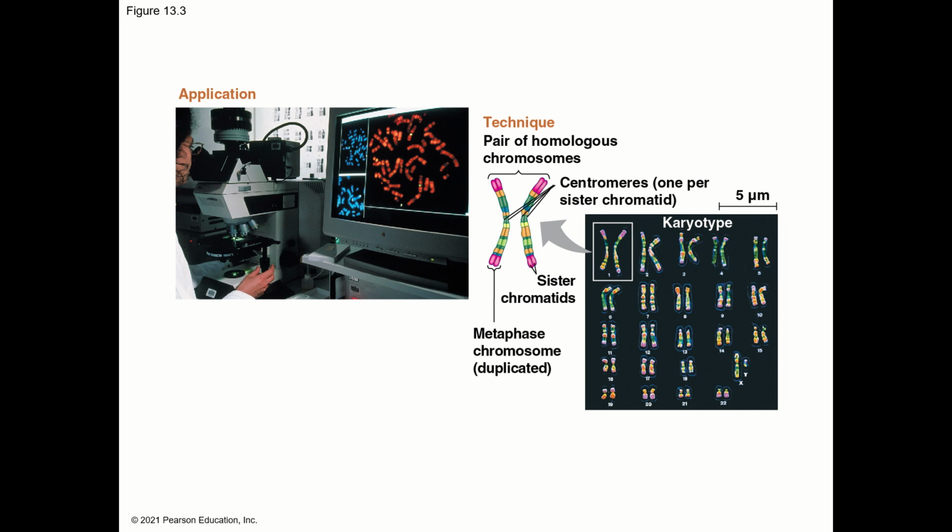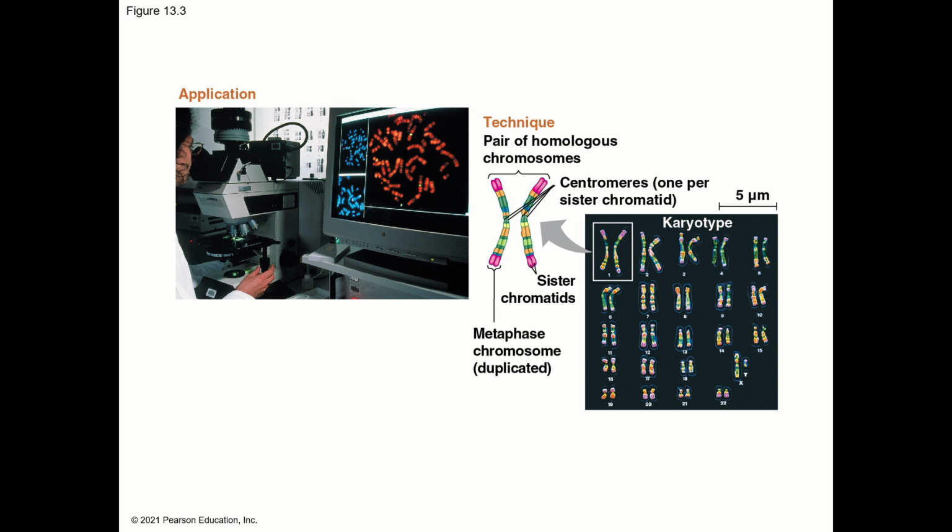Here we have bioinformatics showing some applications about analyzing genetic material. In this technique, we have a pair of homologous chromosomes. The metaphase chromosome is duplicated, and we have sister chromatids. For centromeres, there's one per sister chromatid. And then we have our karyotypes.